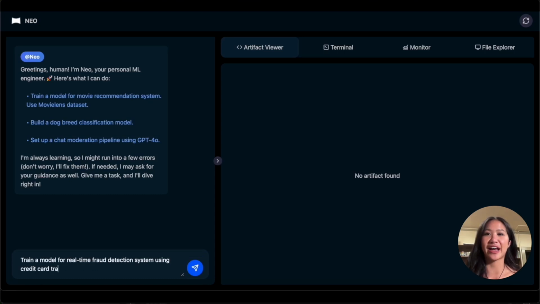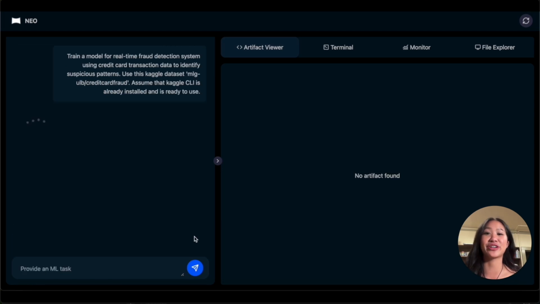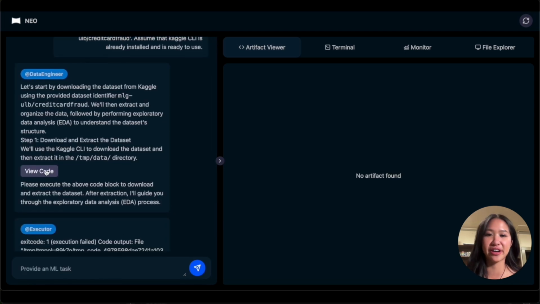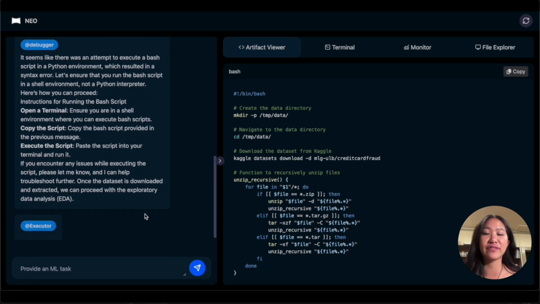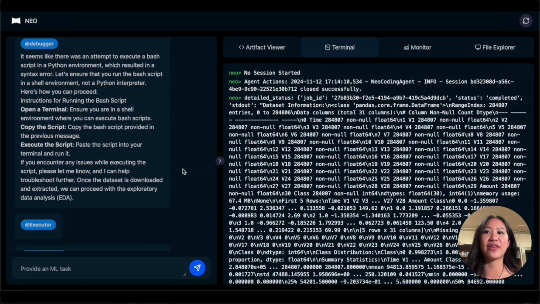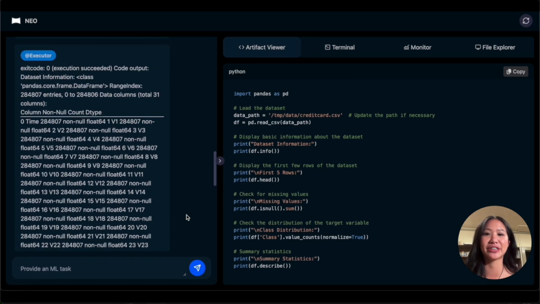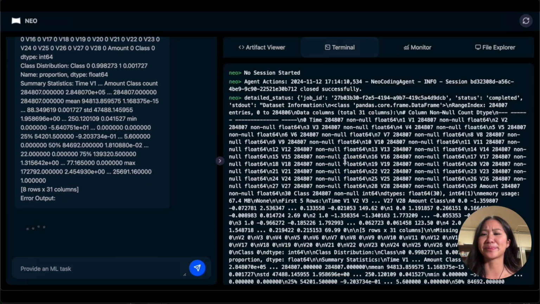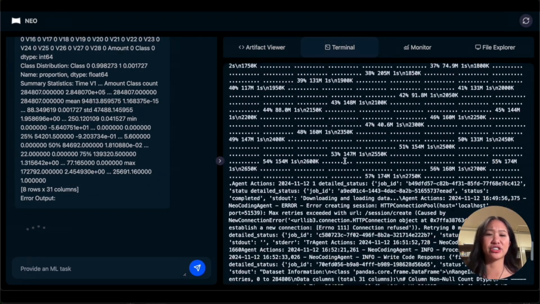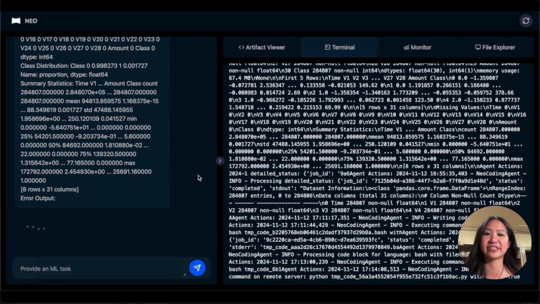I'm just gonna show this task I did with Neo recently. I was entering a Kaggle competition, and what I was trying to do was create a credit card fraud detection system. So the first thing I did was I gave Neo the Kaggle data set, and then once I had downloaded it, it was able to go in and start processing the data and figuring out what the overall structure of the data set was.